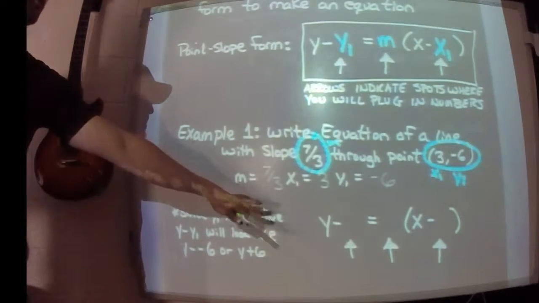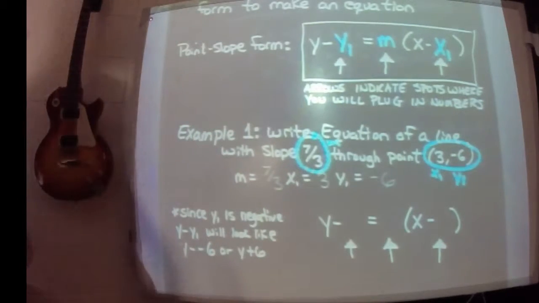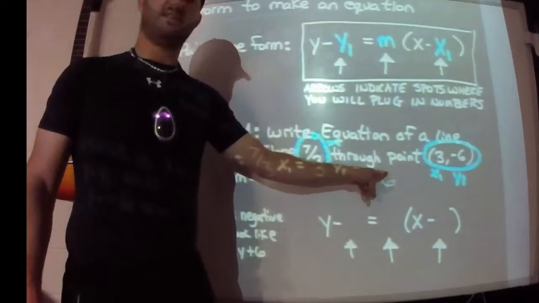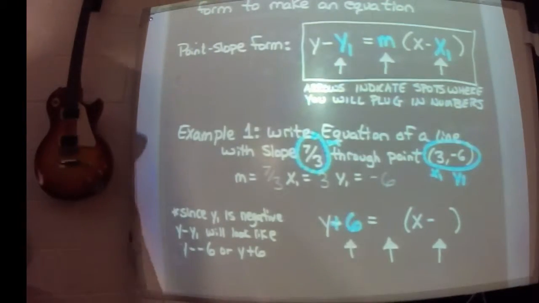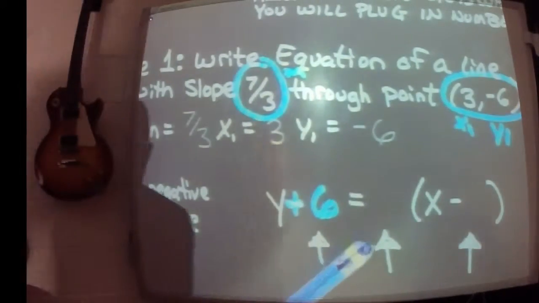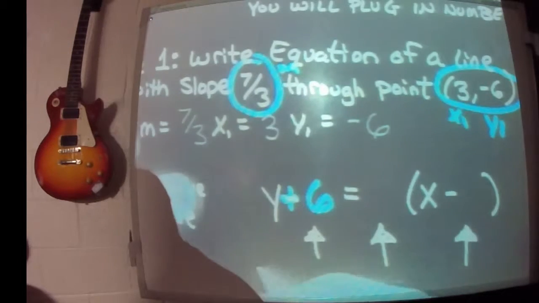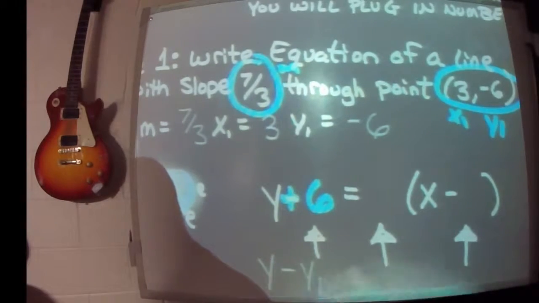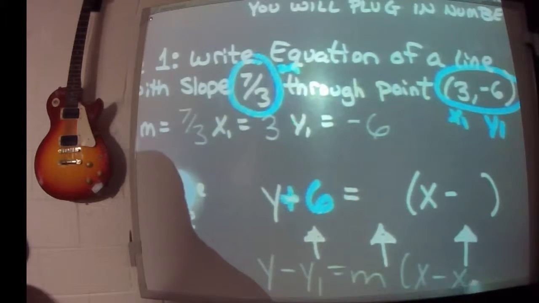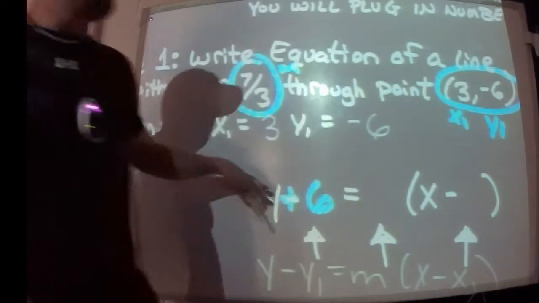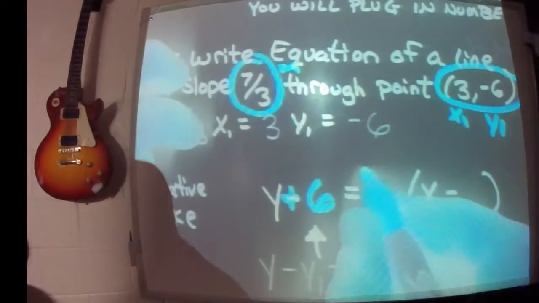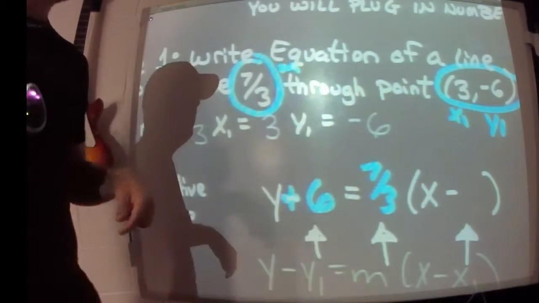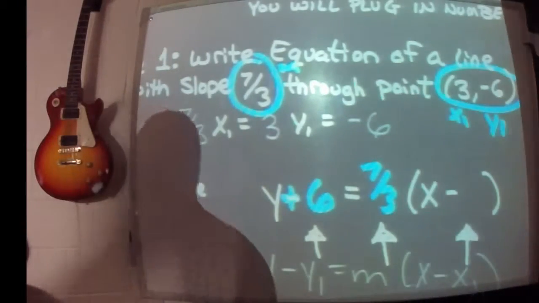All right, so we're going to start with y minus y1. Now y1 is -6. So this is going to be the case where you would go y minus -6. So you're actually going to say y plus 6. So take a special note there. I'll write below, y minus y1 equals m(x minus x1). So we know, all right, y minus y1 will be y plus 6 because it's already minus. The slope is 7/3. And then the x minus x1 will be x minus 3.